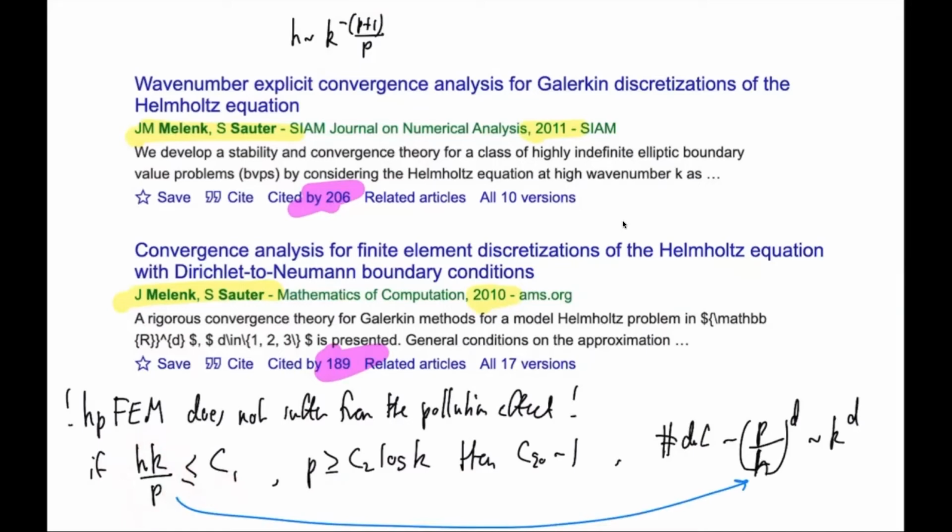So that's this numerical analysis question, and we've got our answers, right? The h version of the finite element method suffers from the pollution effect to an extent that we understand, but the hp-FEM does not suffer from the pollution effect. And these Melenk and Sauter papers were to do with the constant coefficient Helmholtz equation that I wrote down before.